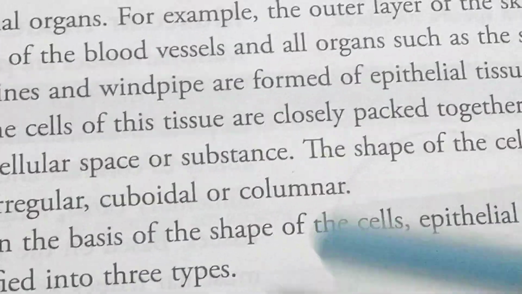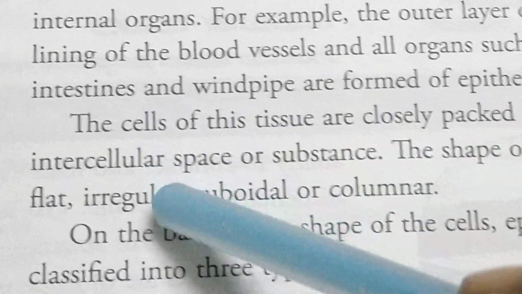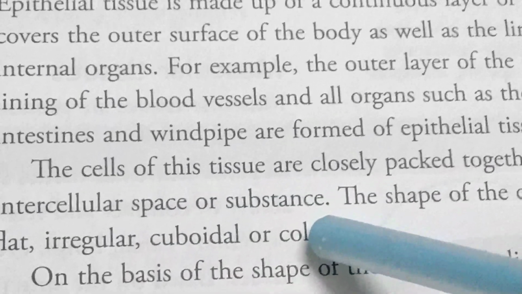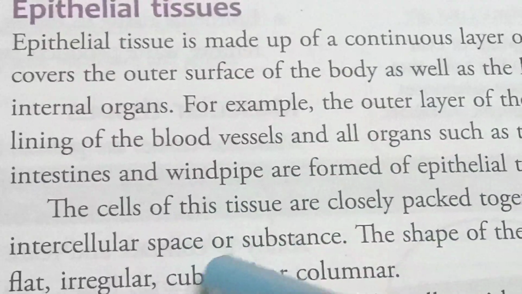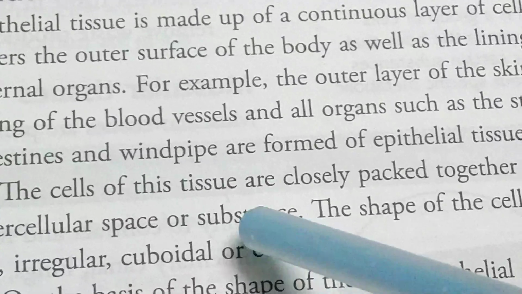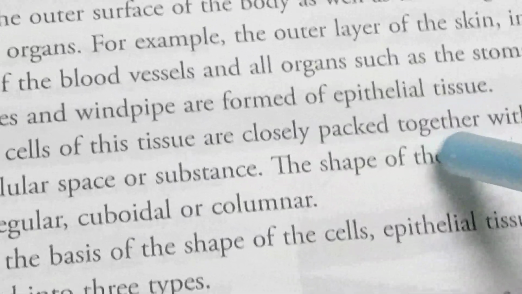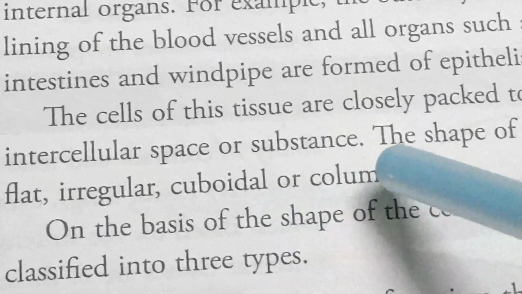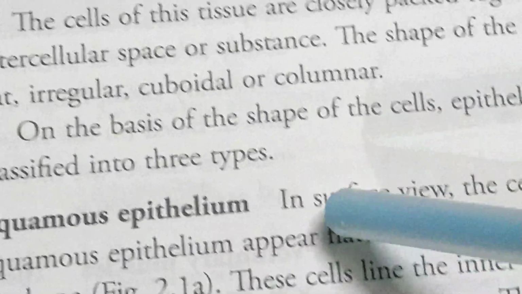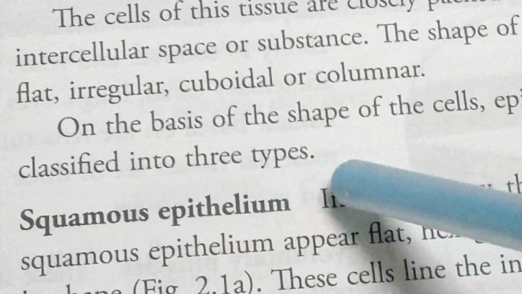The cells of this tissue are closely packed together with no intercellular space or substance. So in the case of epithelial tissue, the intercellular space or substance is negligible because the tissue consists of closely packed cells. The shape of the cells may be flat, irregular, cuboidal, or columnar. On the basis of the shape of the cell, epithelial tissue is classified into three types.